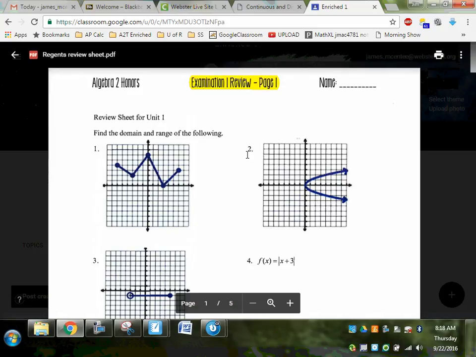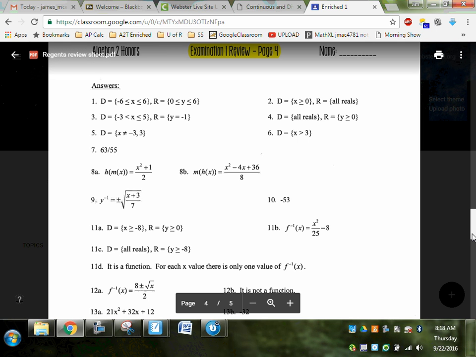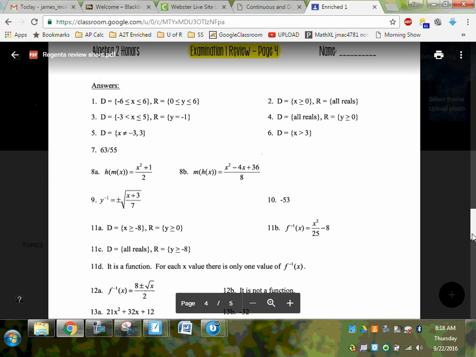Review packet. Yep, and then if you go to the last 2 pages, what do you think you're going to find? Okay, all of the answers to the questions. Now, sometimes you all would be expected to use interval notation.